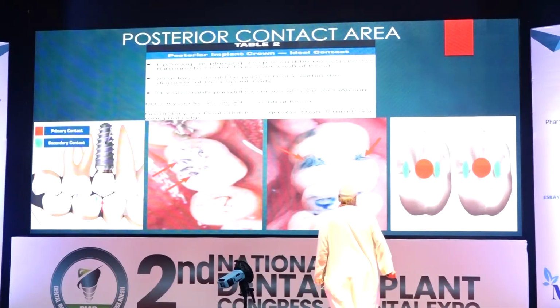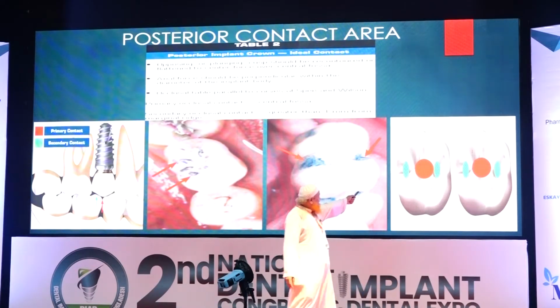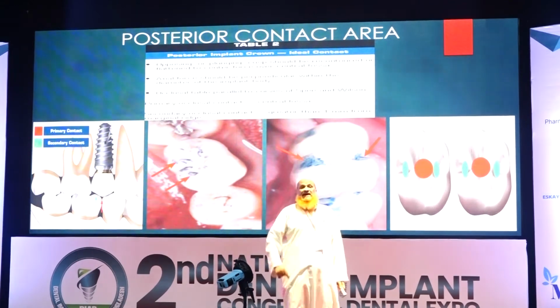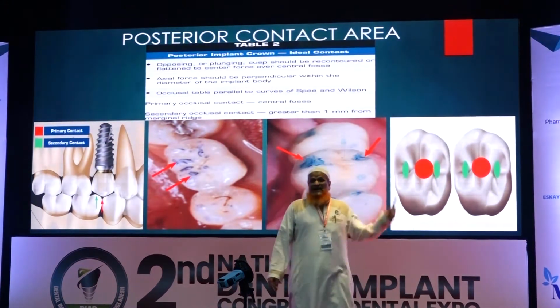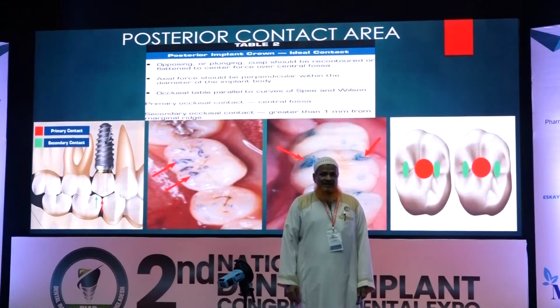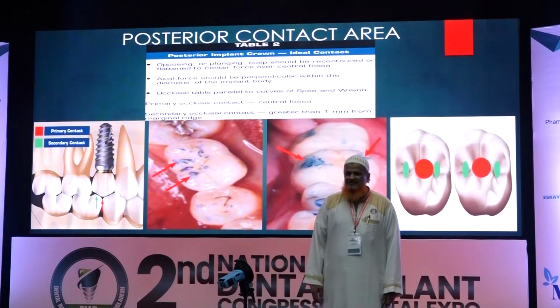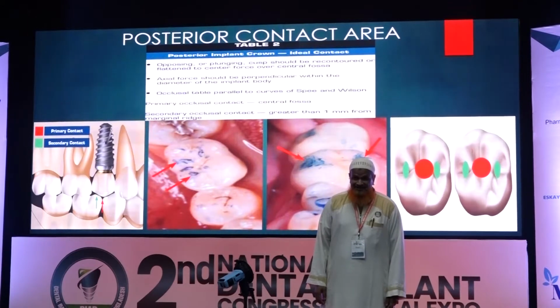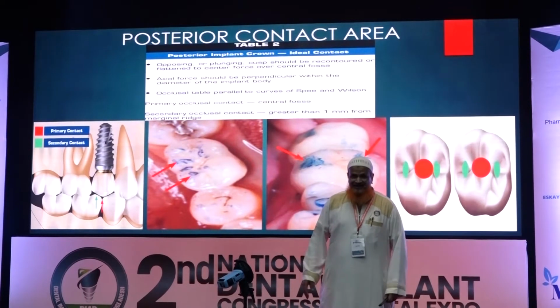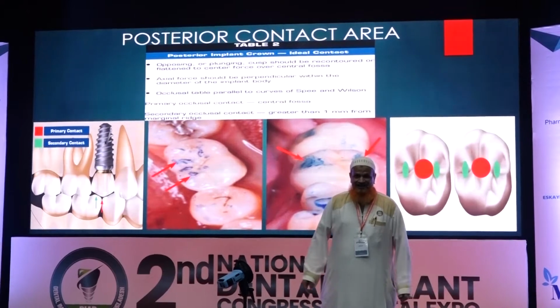And so what to do? What to do and how? The red point is the central fossa. This is the primary contact. And the green one is the secondary contact. The question may arise. Speaker, is it easy? Very easy. Not to have a contact with the lingual and the buccal. No, not so easy, but it is easy, my dear.